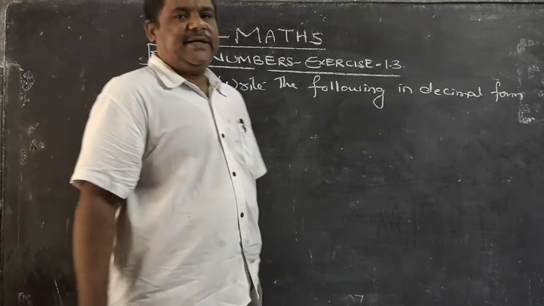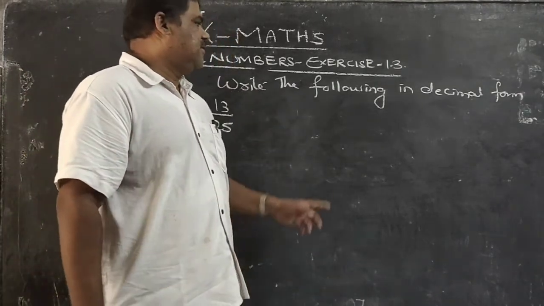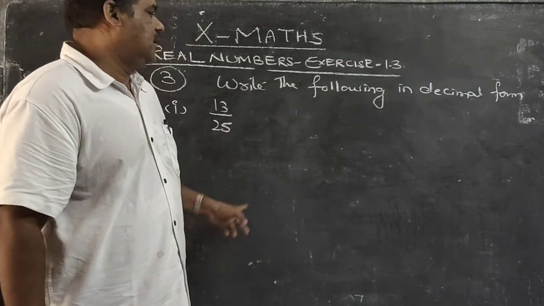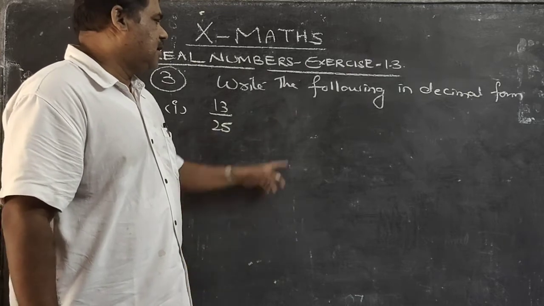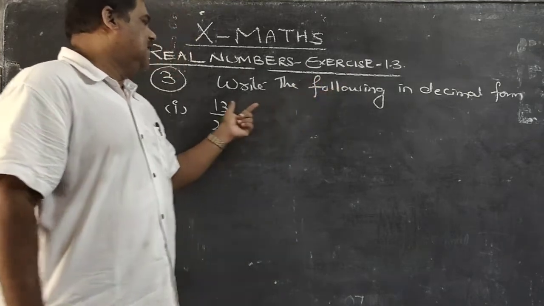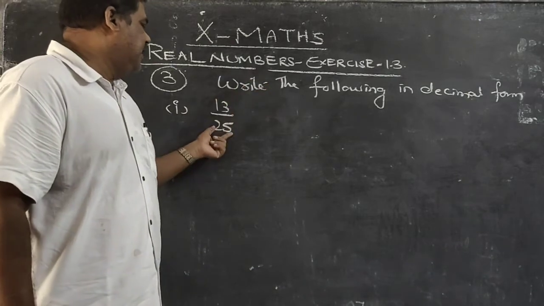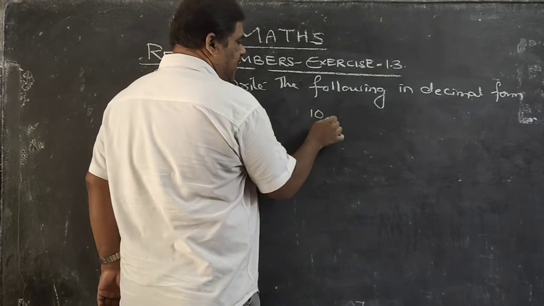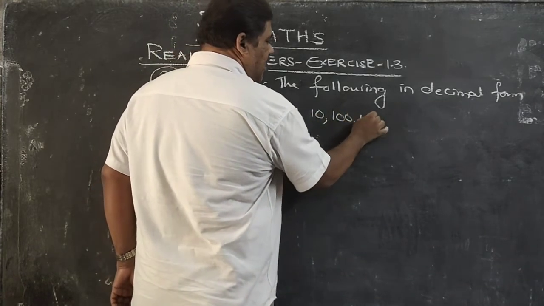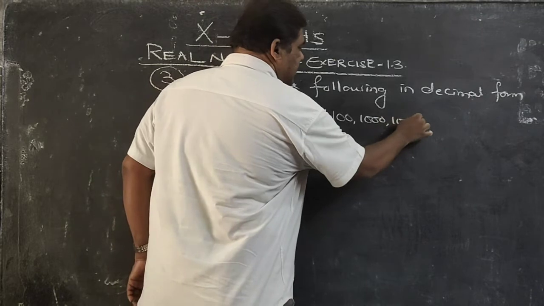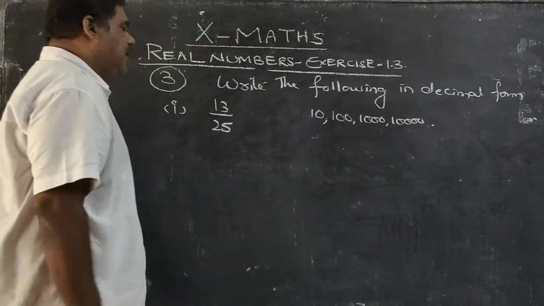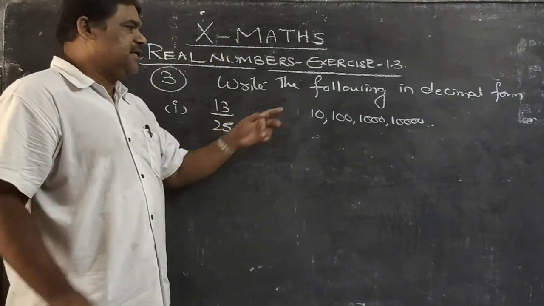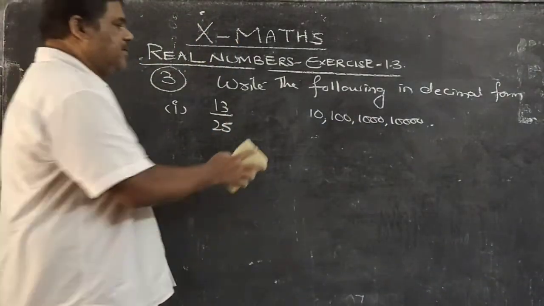If you want to write in decimal form, there are two methods. One method, as we did in the previous problem, is to divide and conclude whether it is a repeating or non-repeating decimal. Another method is that there is no need of dividing. If you make the denominator 10, 100, 1000, or 10,000 like that, a multiple of 10, then we can write it in decimal form. Let us do that problem in the second method.